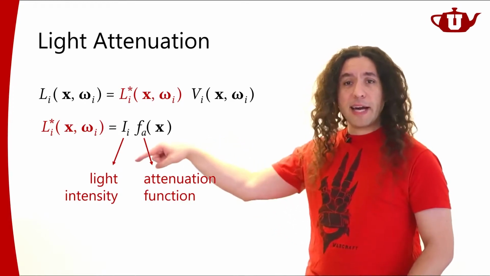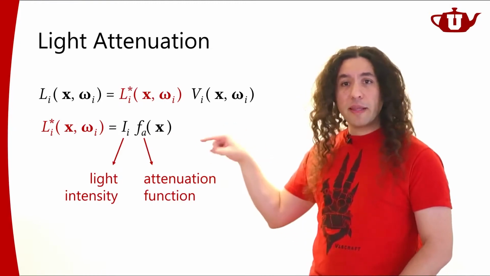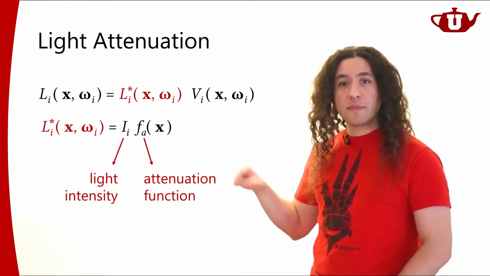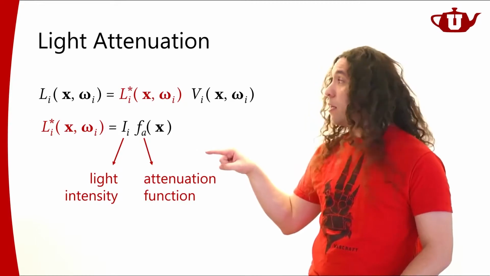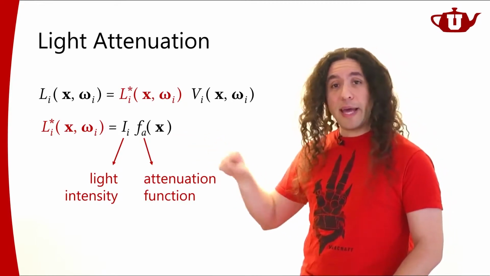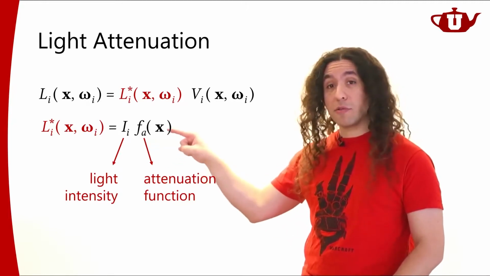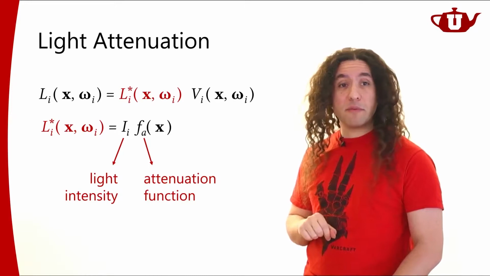So there's light intensity. This is the property of the light source. And there is an attenuation function. This attenuation function will determine what percentage of that light point X will be receiving. What percentage of the light coming from this light source the point X will be receiving.